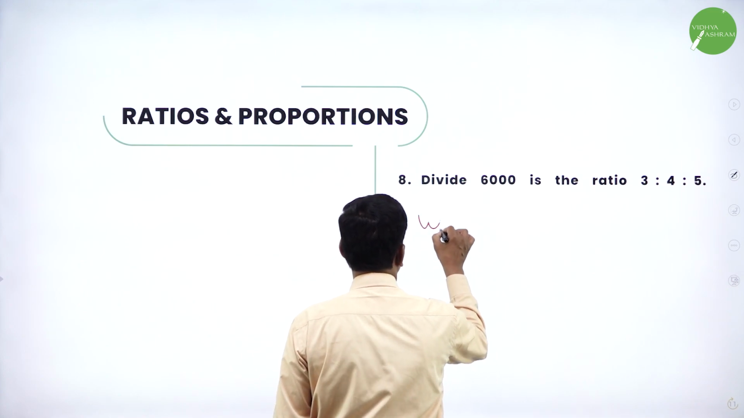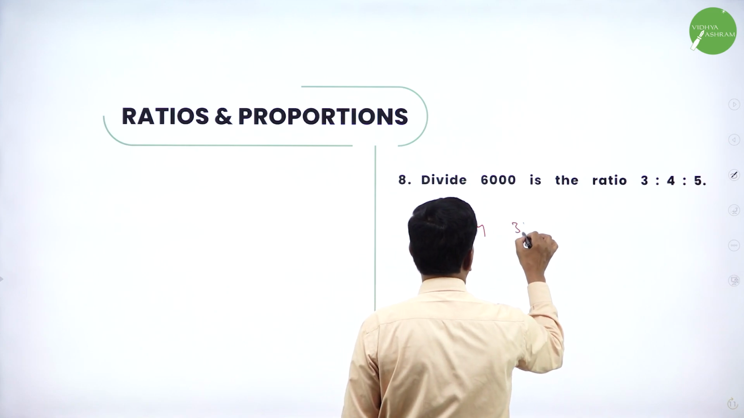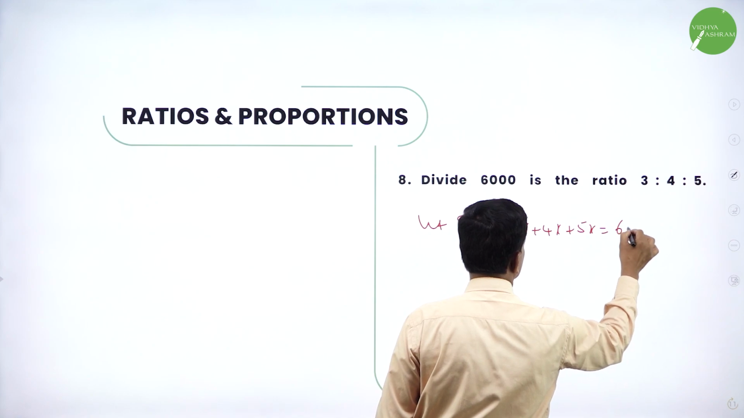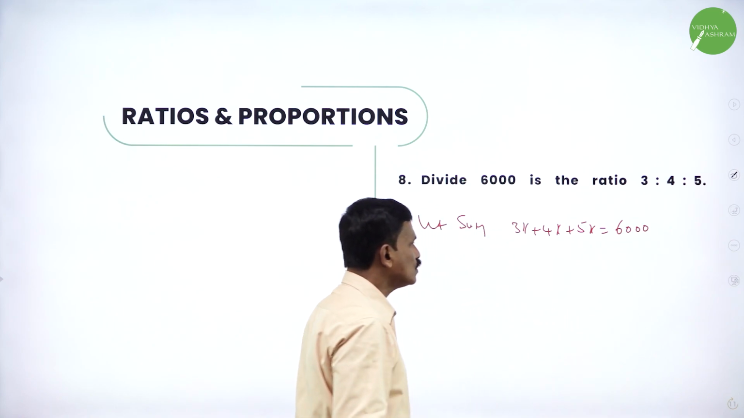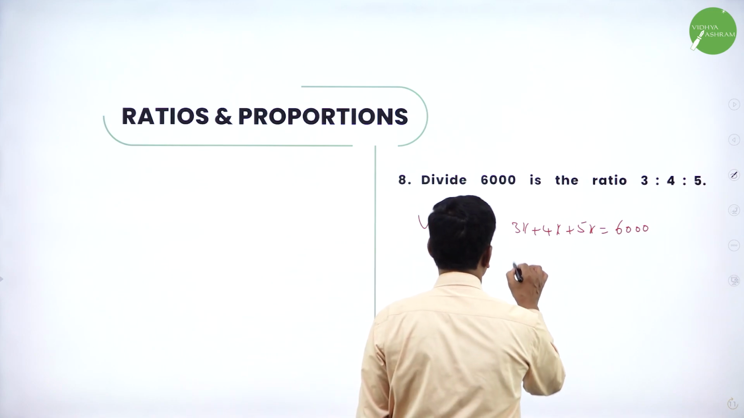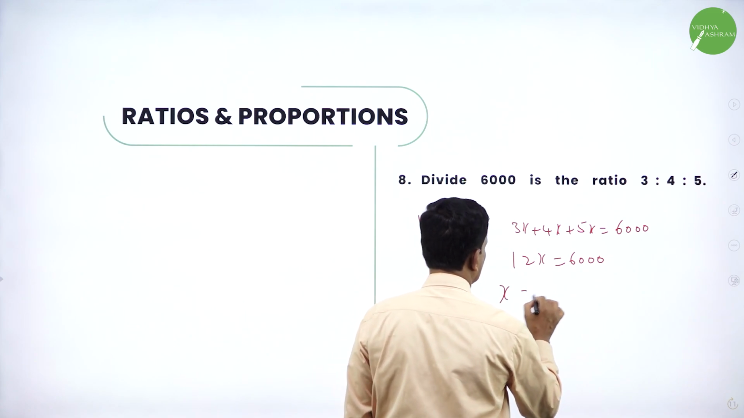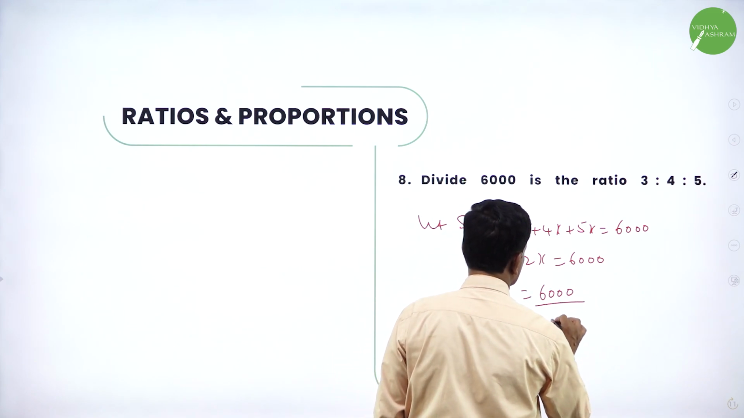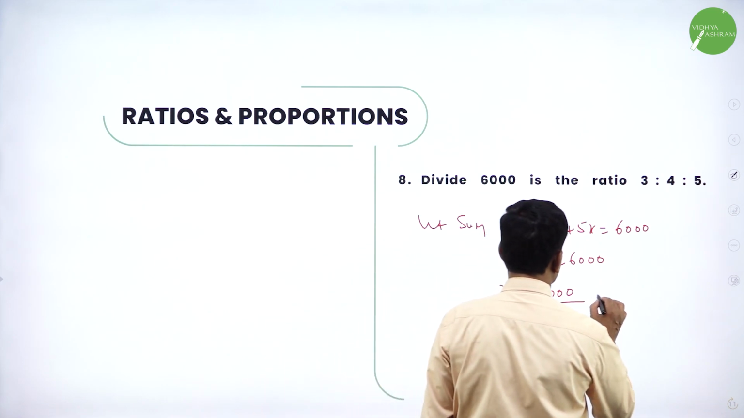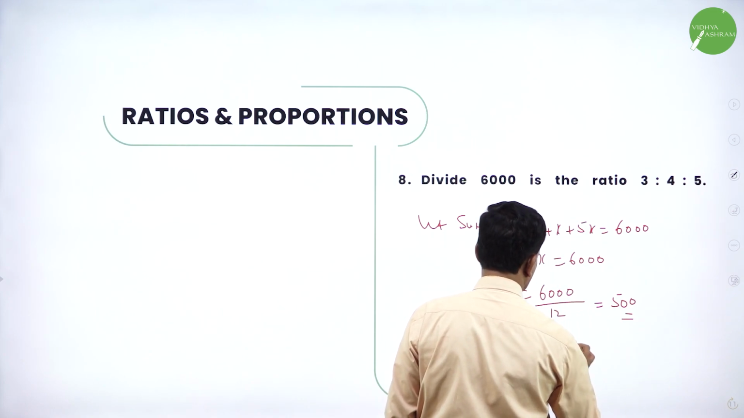Let the sum of the ratios be 3x plus 4x plus 5x is equal to 6000. So, that is 5 plus 4, 9. 9 plus 3 is 12x. 12x is equal to 6000. Therefore, x is equal to 6000 divided by 12. So, that's equal to 500. So, x is equal to 500.